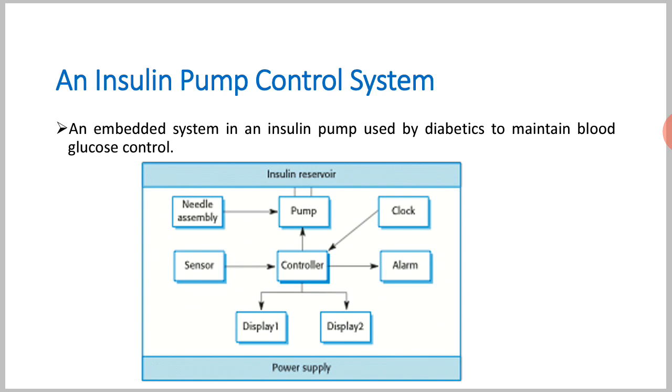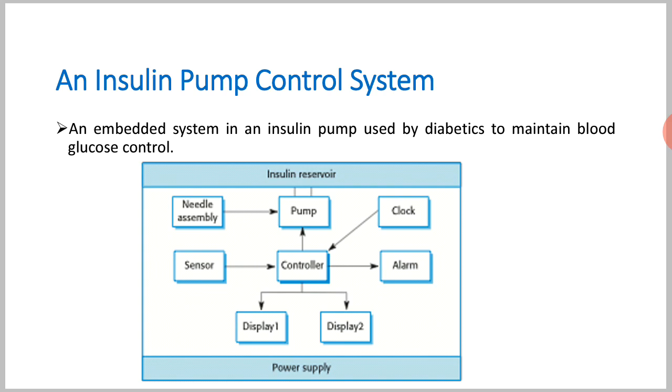Now, the same things which happen manually will be done by this embedded system. This is an automatic embedded system which will be attached to the body of the diabetic patient. This embedded system is going to monitor the sugar level in the blood of that patient, and based on the sugar level the system is capable of calculating the amount of insulin to be injected. Is it clear?